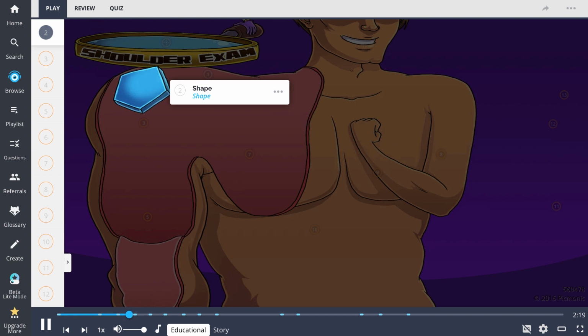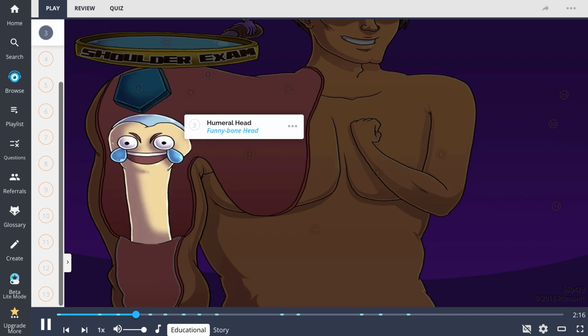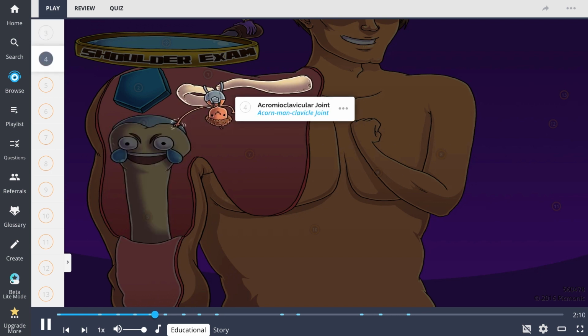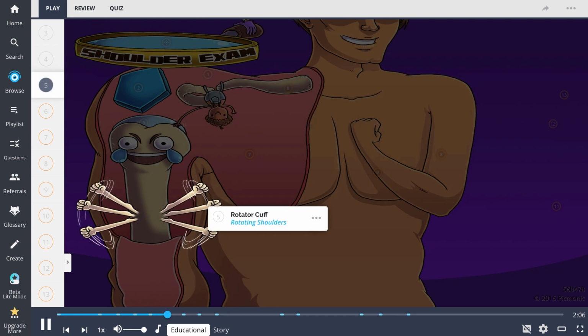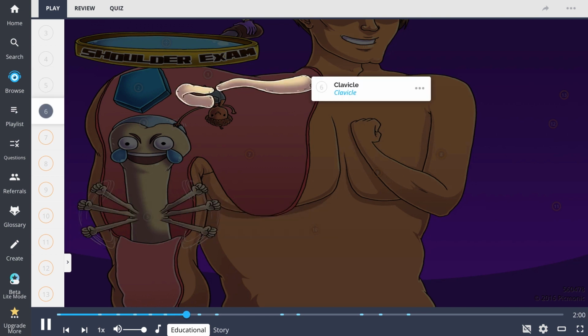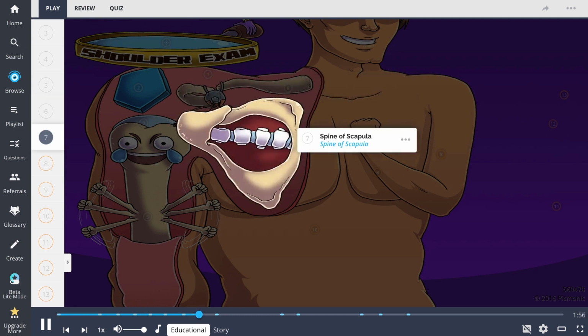Then, we need to palpate the shoulder. Structures that must be palpated are the humeral head, pictured as the funny bone head, the acromioclavicular joint, represented by the acorn man clavicle joint, and the surrounding muscles that make up the rotator cuff, seen as the rotating shoulders here. Just outside of the shoulder joint, we must also palpate the clavicle, shown here literally, and spine of the scapula, represented by the spine in the scapula in this Picmonic.